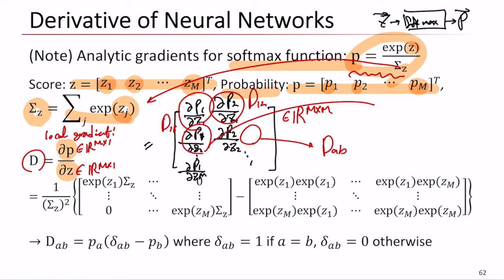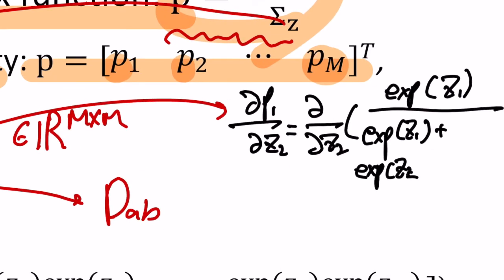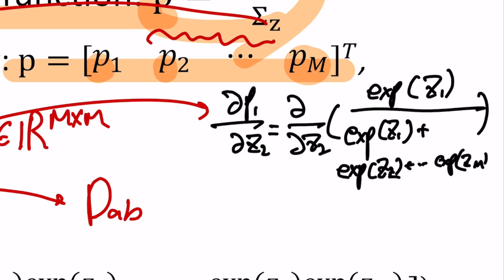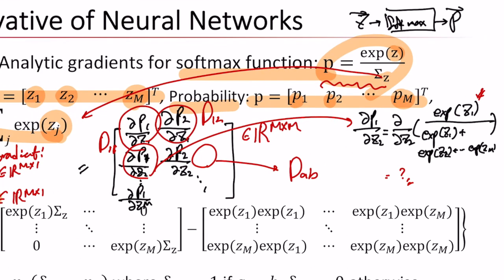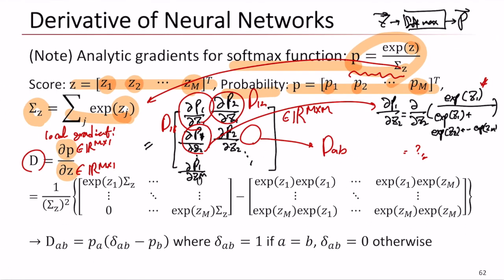For example, p1 is going to be exponential z1 over exponential z1 plus exponential z2 plus exponential zm. This is just the definition of the softmax function. Then you can finally achieve some equation. Similarly, you can compute t11, t12, or tab. Then finally, you're going to achieve this general definition.